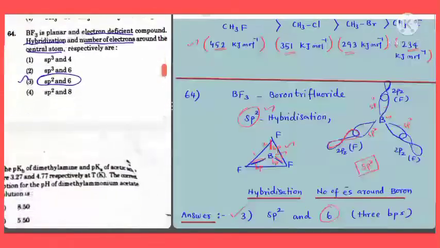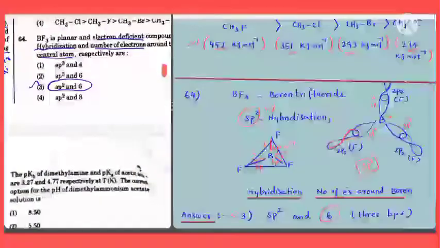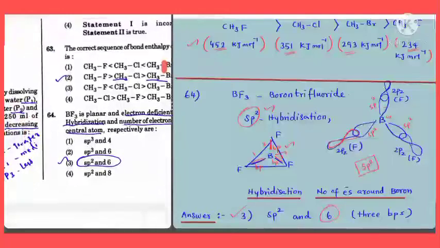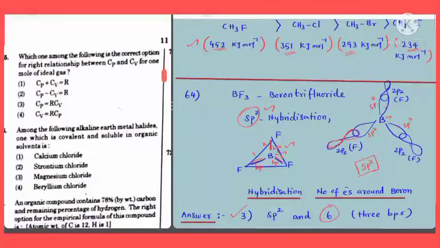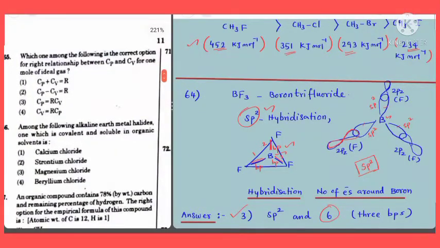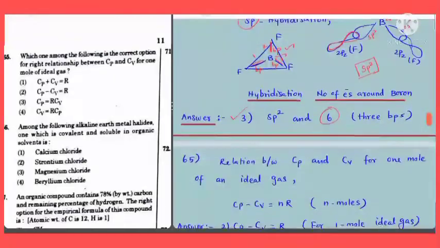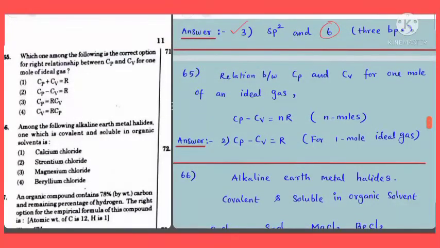Now question 64 is completed. Now question number 65. Which among the following is a correct option for the relation between Cp and Cv? Cp and Cv are nothing but heat capacities. Cp is the heat capacity at constant pressure. Cv is the heat capacity at constant volume for an ideal gas. The relation between Cp and Cv for an ideal gas is Cp minus Cv equal to nR. Here n is the number of moles, isn't it?